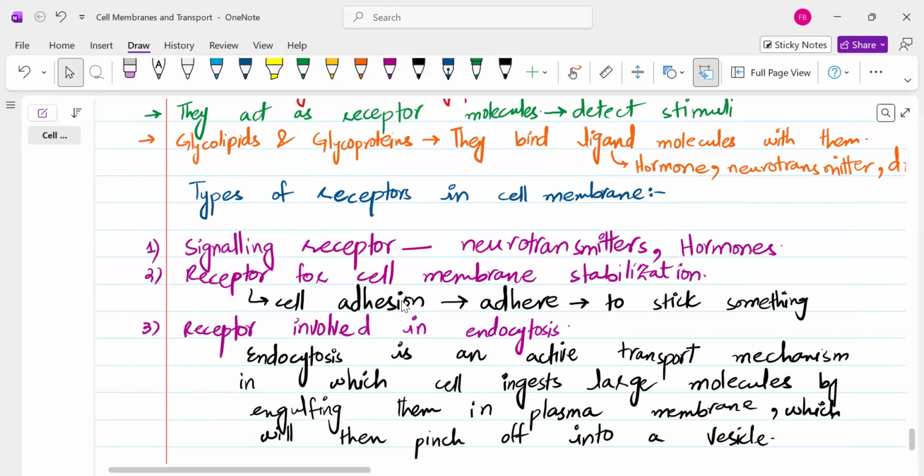And endocytosis can be of two types, phagocytosis and pinocytosis. I'm just writing the names and you know these things, right? Endocytosis and phagocytosis. Exocytosis and endocytosis.